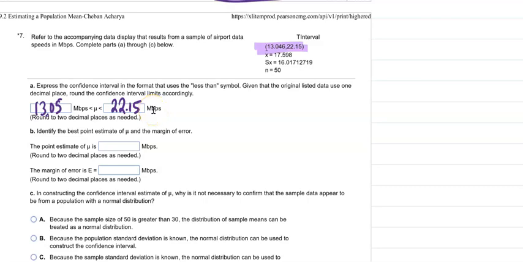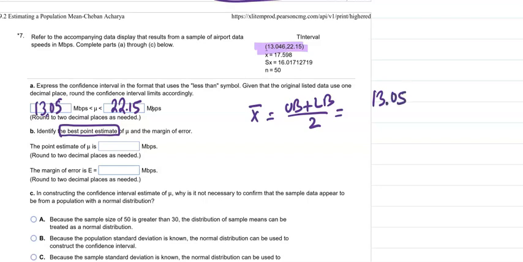The point estimate here is the best point estimate. So we're looking for x bar equals upper bound plus lower bound divided by 2. That's the formula. You can do the lower bound first, 13.05 plus 22.15 divided by 2. If you add and divide by 2, you get 17.6. That's the point estimate for mu.